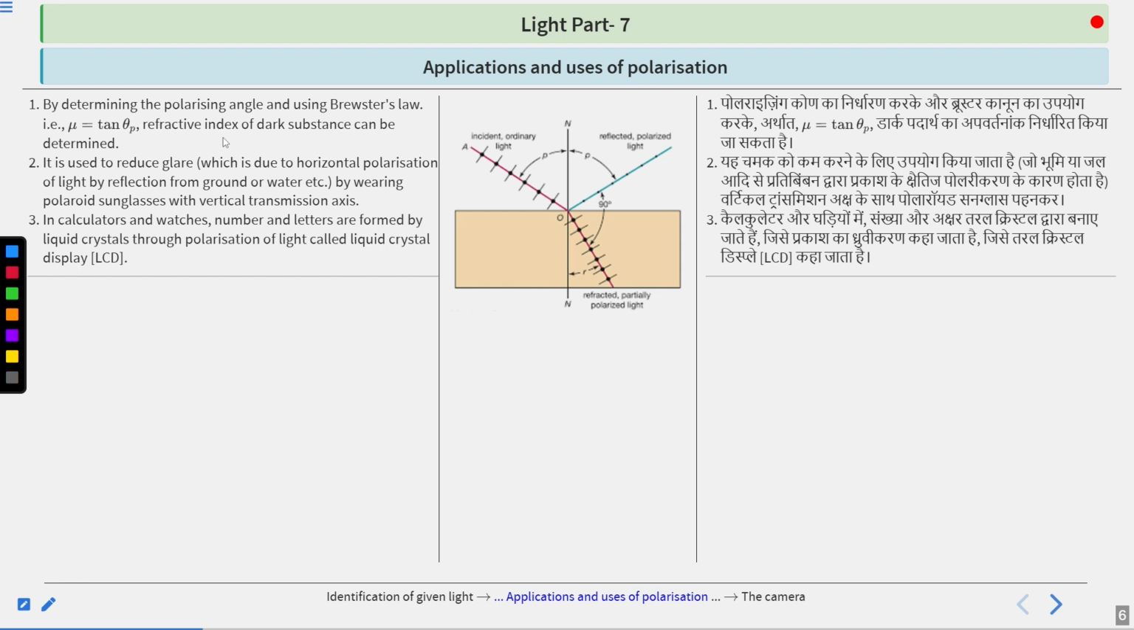You know about it. Mostly nowadays we use LEDs, light emitting diodes. Prior to this, if we talk about the smart TVs that we usually use at our homes, we had the liquid crystal displays, LCDs. Okay, nowadays we use the LEDs. Basically, the LCD is also based on the polarization of light, because the liquid crystal through polarization of light is used to form the numbers and letters that are shown there.